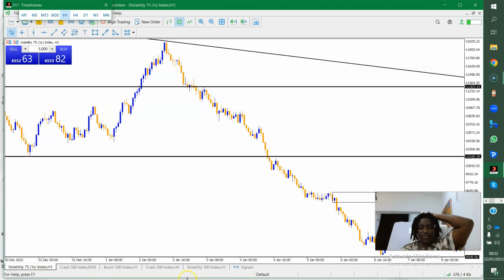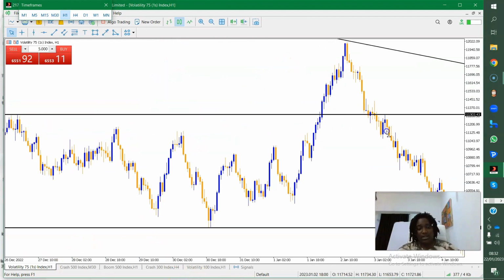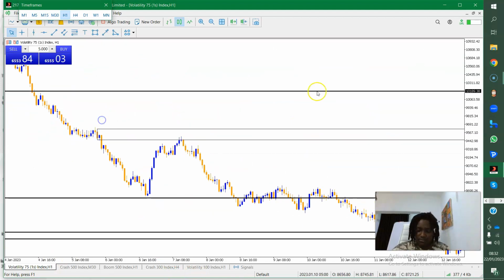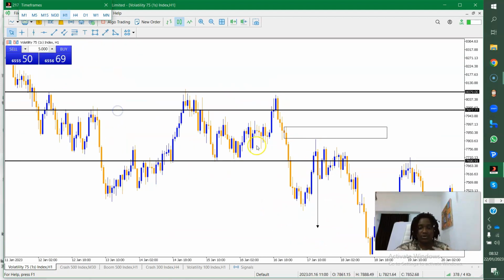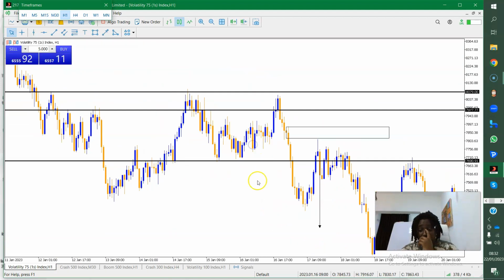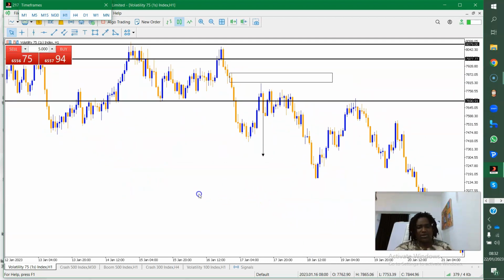Okay, so this is V75 1S. I love this index so much, and I'll show you why. I have an analysis drawn out here. I talked about this analysis, and I think I sent it out on the Discord channel even before price played out like this. People who took note of it would have understood the move and probably taken trades based on whatever move they saw at the time.